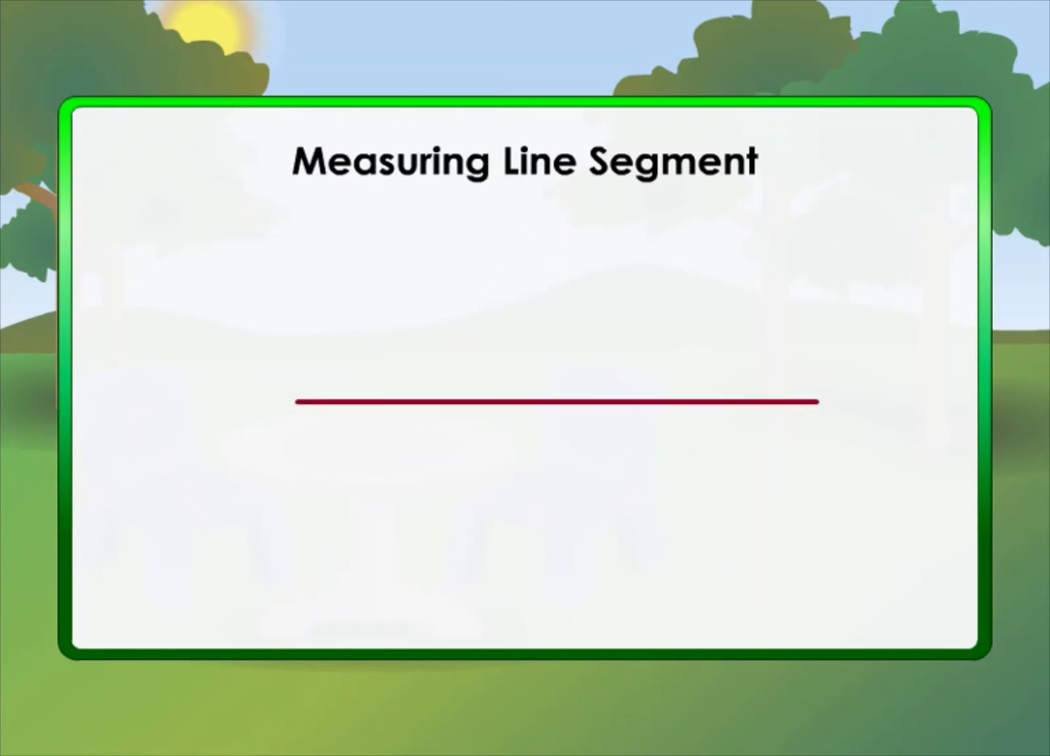Measurement of one end to the other end is called length. We can measure any 2 line segments in 3 different ways. First, we compare by observation. Look at the 2 lines. One is longer than the other. But this is not possible always.